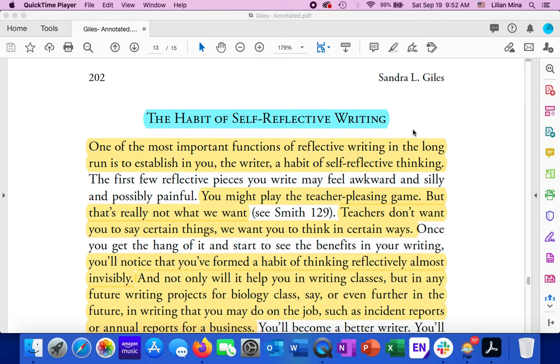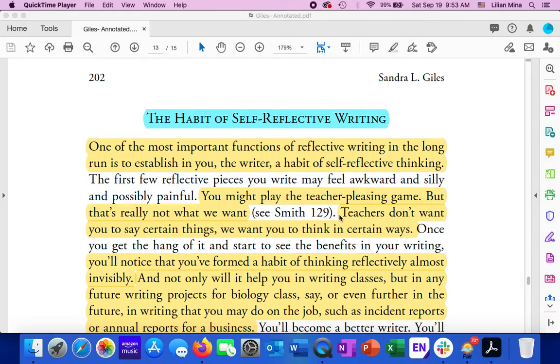So I'll read here what Sandra Giles says. "One of the most important functions of reflective writing in the long run is to establish in you, the writer, the student, a habit of self-reflective thinking." This is my ultimate goal for you, to develop that habit, to be reflective all the time. Every single time you put a pen to paper or you start a Word document to write an assignment or to do anything writing, you start thinking about your writing. You start reflecting on your thinking and on your writing.